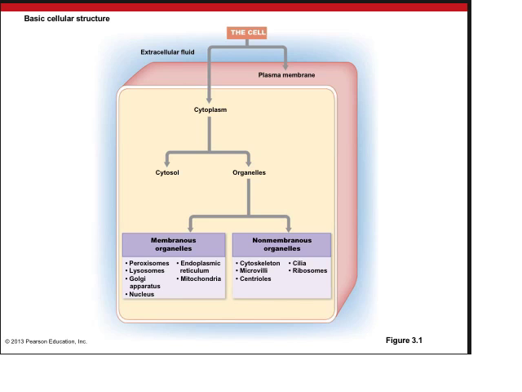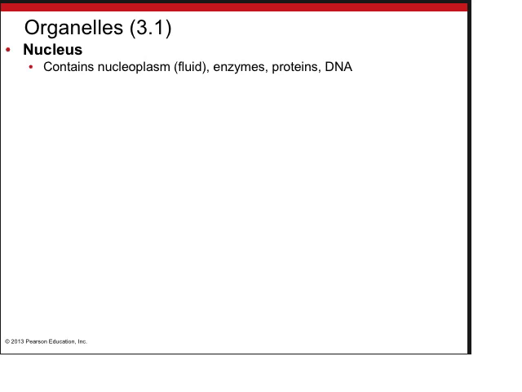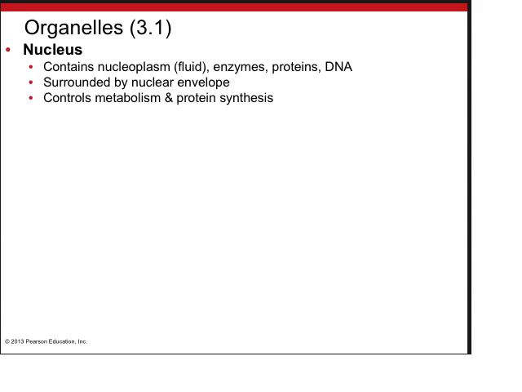The nucleus contains nucleoplasm, fluid that essentially makes up the bulk of the volume of the nucleus, as well as enzymes, proteins, and very importantly, DNA, which is the information molecule that the cell uses to direct its activities. It's surrounded by a nuclear envelope, and it controls metabolism and protein synthesis. So basically it dictates what the cell is going to do, what the cell is going to look like, and the kinds of things that the cell can make. It stores and processes genetic information.